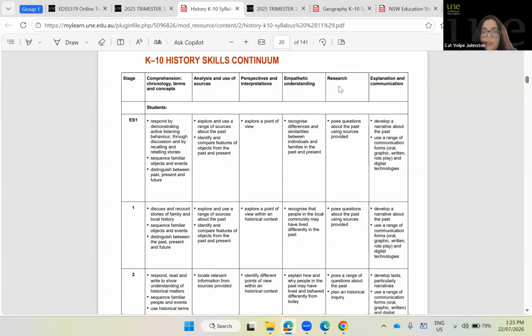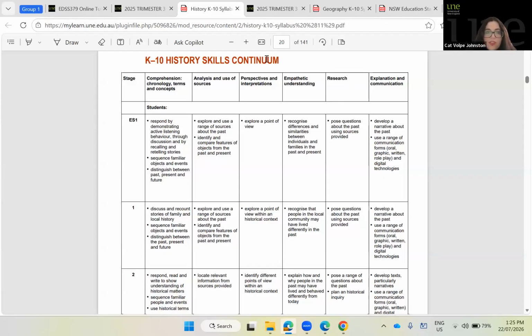So research is not necessarily only a historical skill. Research is something that is involved in many different teaching areas. But I think what is clear here is that each of these different skills involve the use of some form of evidence and a source that is being used in order to gather that evidence and what that means. So don't forget that these are still very important.